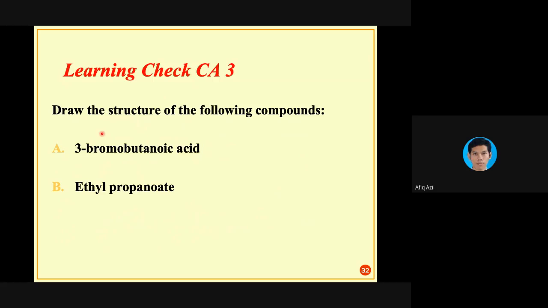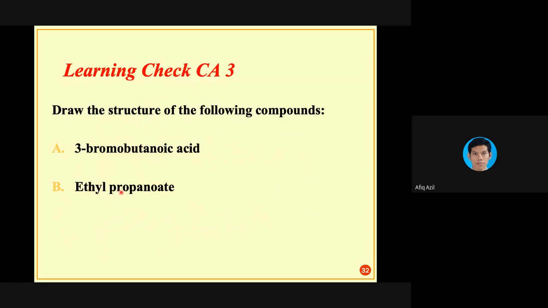Draw the structure of the following compound. 3-bromobutanoic acid. There are 4 carbons. For butanoic acid, you have C double bond O, OH, and then CH2, CH2, CH3. And then on the third carbon, you have bromine. And then for B, ethyl propanoate.